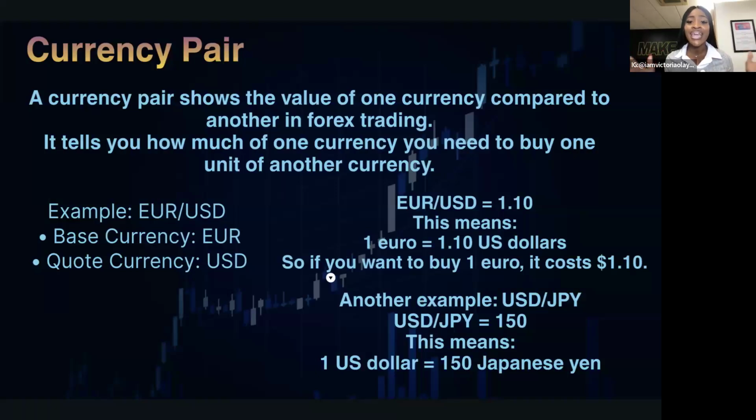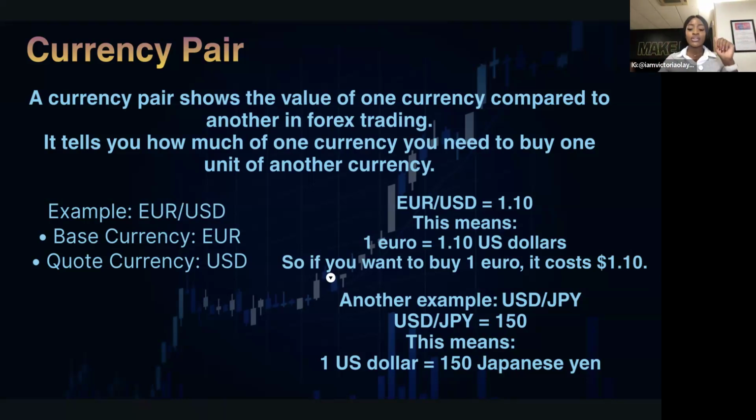Now, what has been traded in the foreign exchange market? Of course, currencies. Now, one currency cannot be traded on its own. So we need another currency to make it a currency pair. A currency pair shows the value of one currency compared to another. It tells you how much of one currency you need to buy 1 unit of another currency. Now, let's take, for example, Euro USD. Note that the first currency in the pair is usually the base currency, while the second currency is the quote currency. So we usually buy the base currency and simultaneously sell the quote currency.